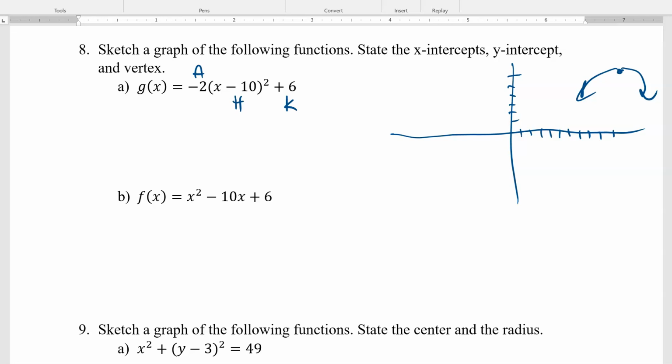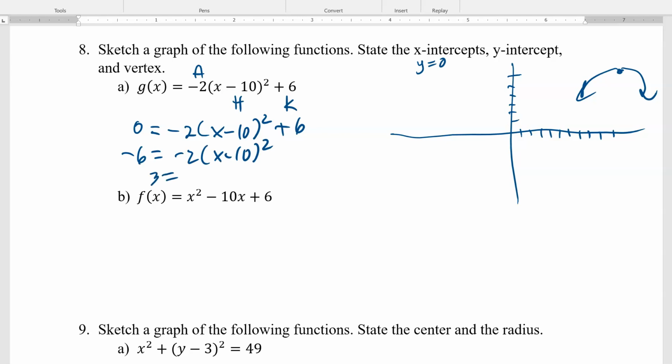Well, how will I do that? I'm going to take this equation and set y equal to 0. Take that g of x and replace it with a 0. Solving that, negative 6 equals negative 2 times (x minus 10) squared. Divided by the negative 2, 3 is equal to, what is that, (x minus 10) squared. Now I can undo the squaring by square rooting. So I get plus or minus the square root of 3 is equal to x minus 10. Add in 10. Those do not combine, they're not like terms. I get x is equal to 10 plus or minus root 3.